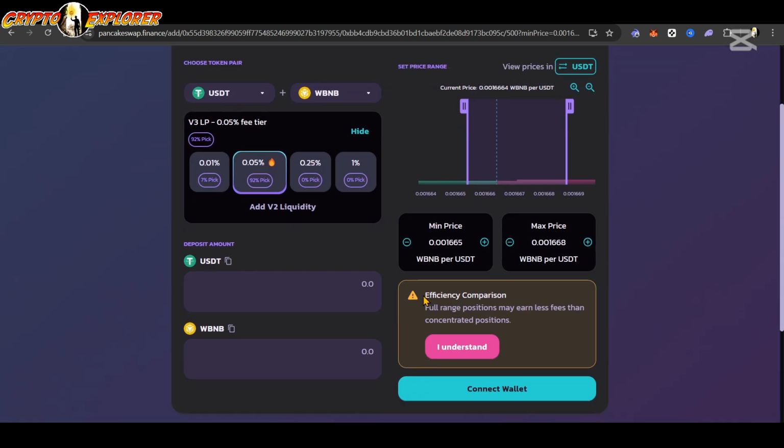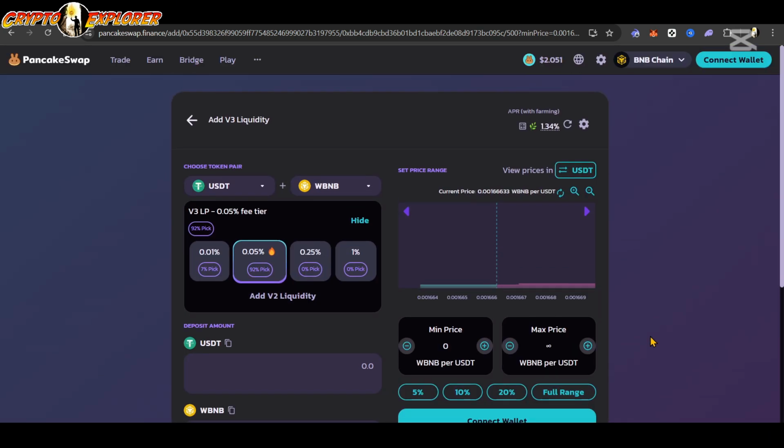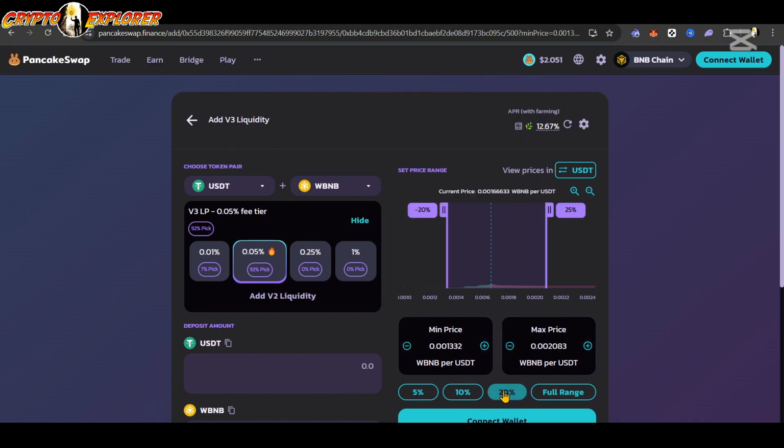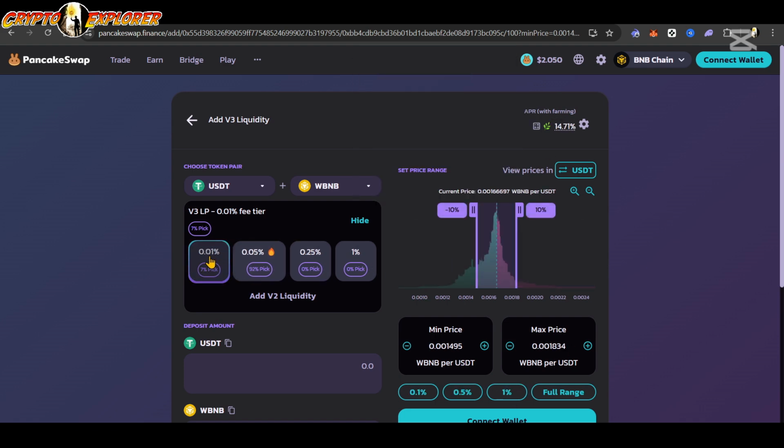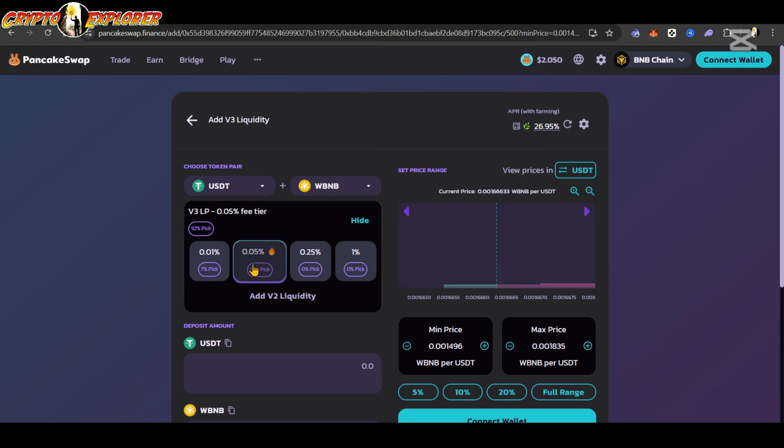Although they give you this warning here, efficiency comparison, full range positions may earn less fees than concentrated positions. And if I click I understand, now you see the APR just went down to 1%. While before, even if you go with 20% range, the APR is 12%. And if we go to this 0.01% pool, we see that with a 20% overall range, it will earn us 14% APR. So back onto this 0.05%, you see I just selected this 10% range, so 10% on the downside, and upside it makes for 20%. The APR is higher, 26%.